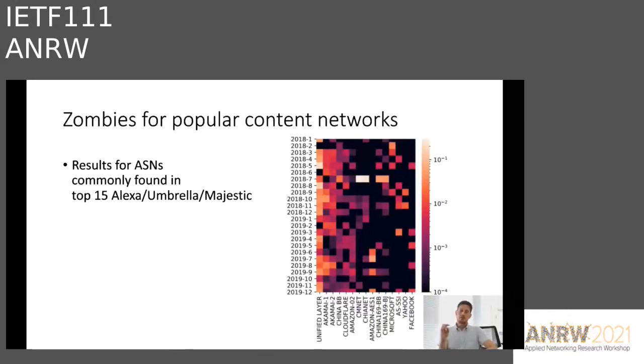And we also looked at zombies for popular content networks. So we took 42 ASNs that are commonly found in the top 15 of the Alexa, Umbrella, and Majestic lists. And we looked at how many zombies they had. Here's the ranking of these ASNs over time. And you can see that some of them had zombies almost every month. We did this only for 2 years, 2018 and 2019.